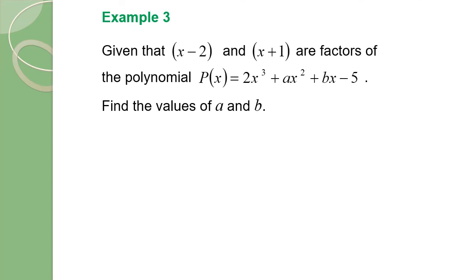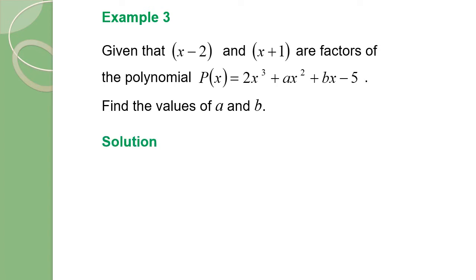Next example. Example 3. Given that x minus 2 and x plus 1 are factors of the polynomial p(x) equal to 2x cubed plus ax squared plus bx minus 5, find the value of a and b. In the previous question, example 2, we only had one factor given and wanted to find one unknown. But here, we need two factors because we want to solve for two unknowns. Right? So, we do the same thing as question number 2.